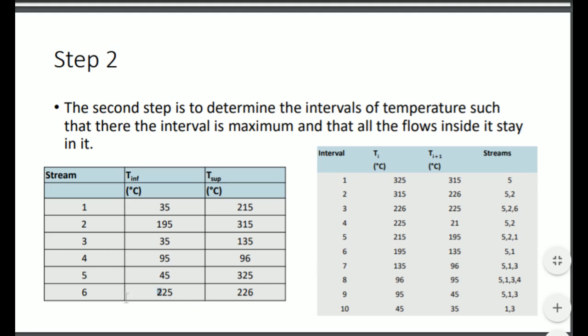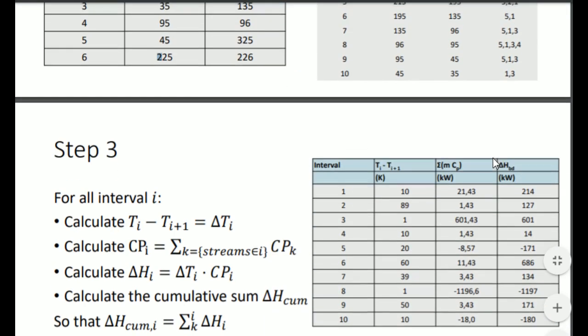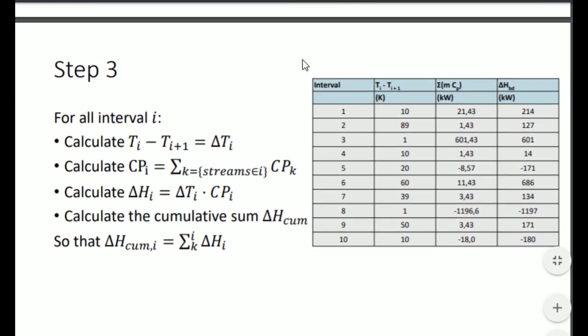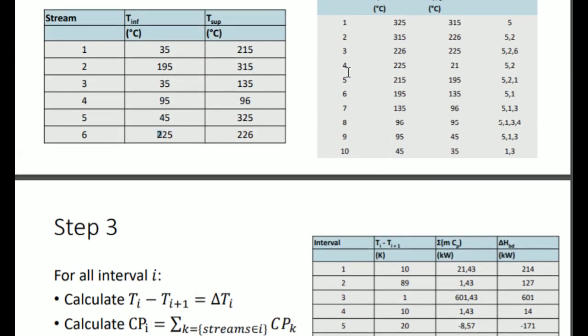See, at 225 the stream 6 leaves, so it's removed. And we do that all the way through. Then for each interval of temperature, we will calculate the delta T, so the difference of temperature, and we will calculate the CPI, so it's the sum for all the streams that are in it. For example, if I scroll a bit up, here in interval 7, it will be the big CP of 5 plus the big CP of 1 and the big CP of 3.